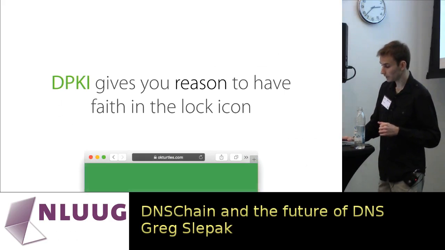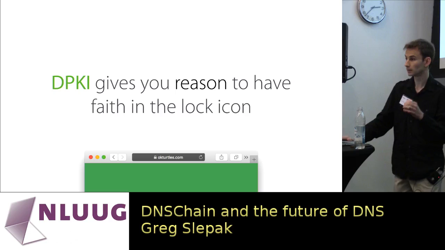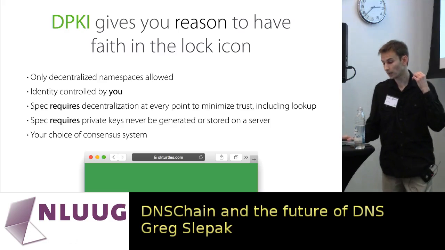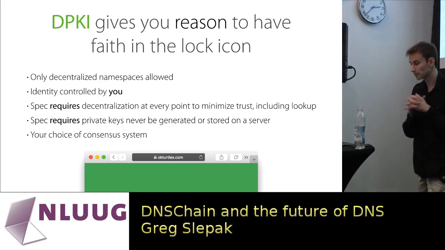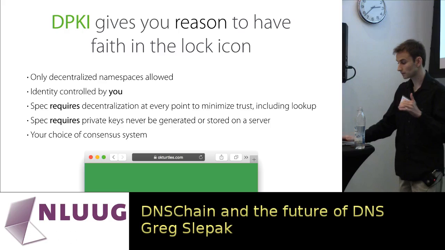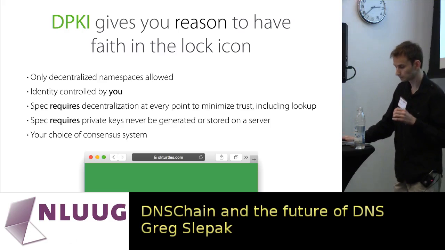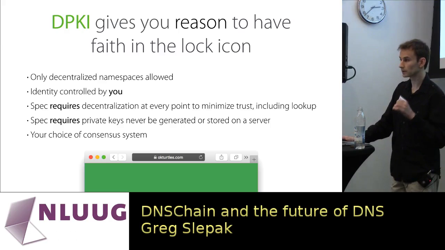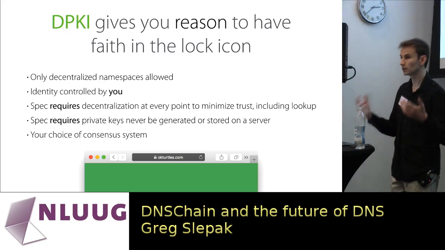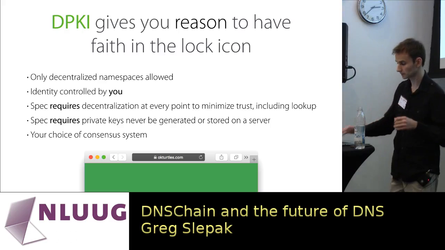So DPKI gives you a reason to have faith in that lock, an actual reason. Only decentralized namespaces are allowed. Identity is controlled by you. The specification requires decentralization at every point to minimize trust, including at lookup. The spec requires that private keys never be generated or stored on a server. They have to be generated client-side, and they should never leave that client device.